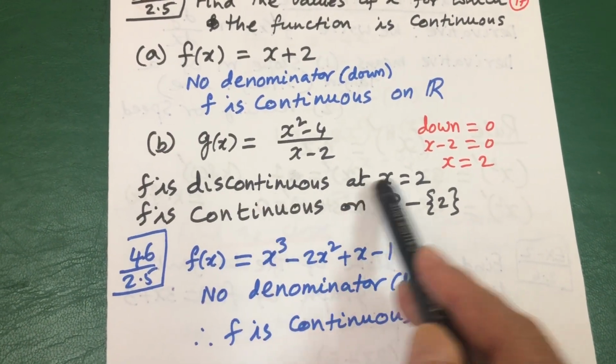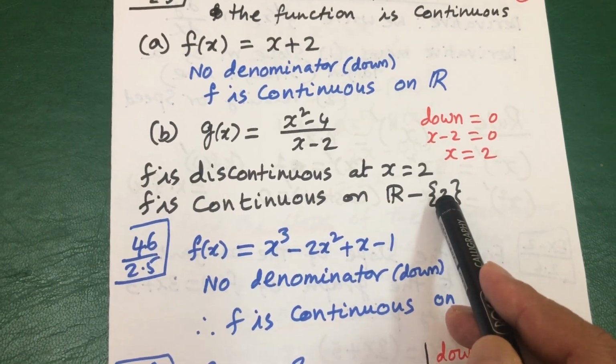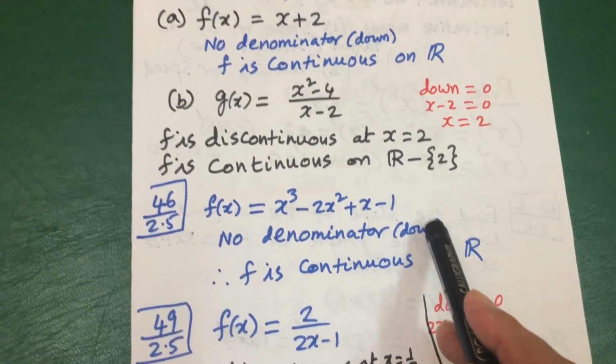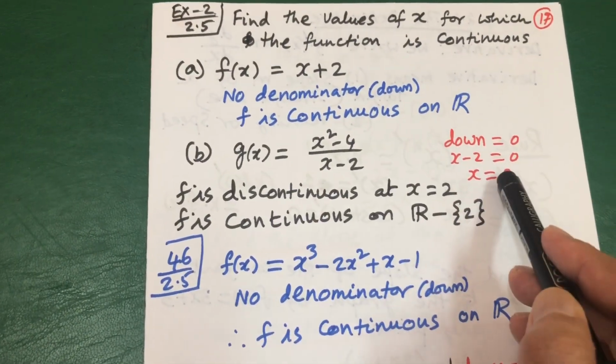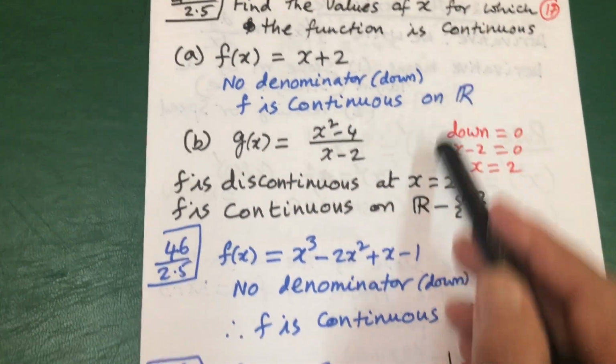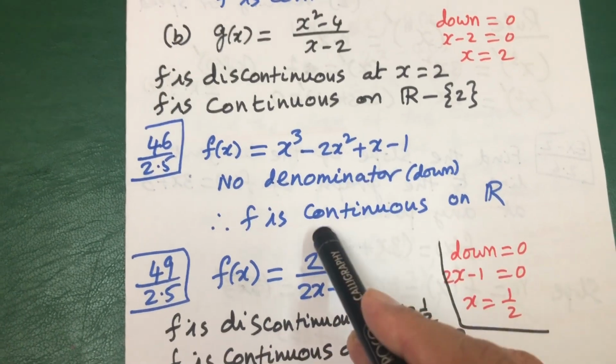F is discontinuous at x equal to 2. Remove this. How to remove this? R minus 2. Remove is minus. So f is continuous on R minus 2. Got it? If there is a denominator, make it equal to 0 and remove that. Because there is no denominator, no need to remove. So R is the answer. Here once again, because there is no denominator, f is continuous on R.